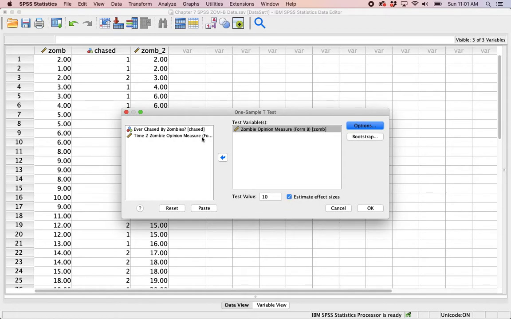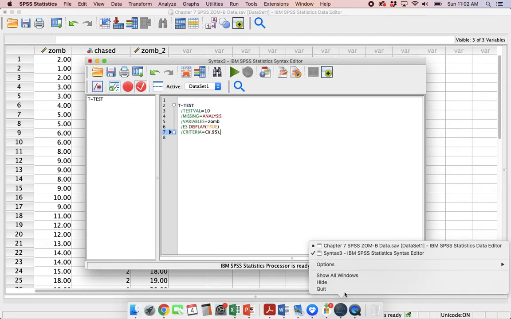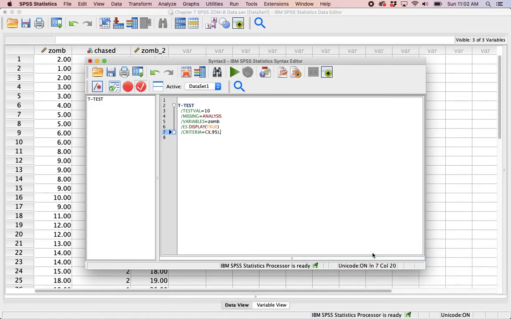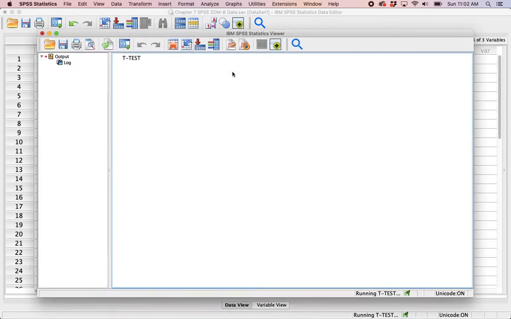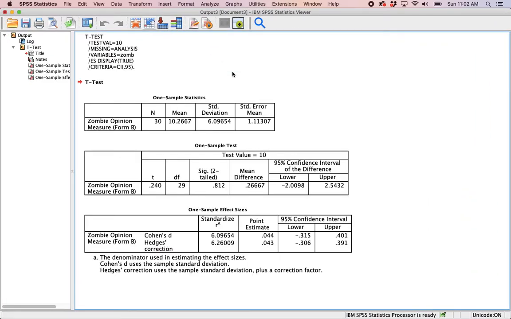So that's it. All we have to do is a one sample t-test on our zombie measure against a test value of 10. I'm going to paste it, and then we are going to open up my syntax. There we go. Highlight, play it. You could just hit the OK button. You don't have to paste it.